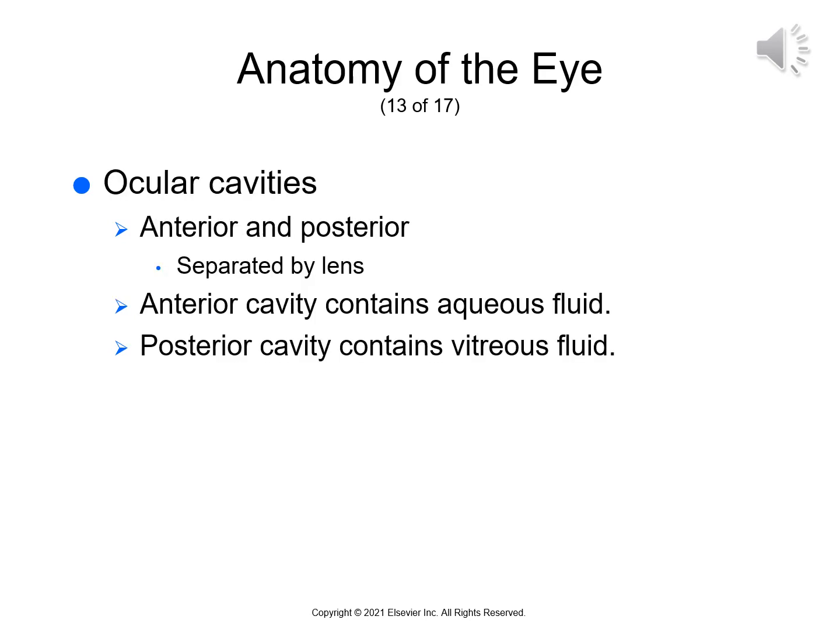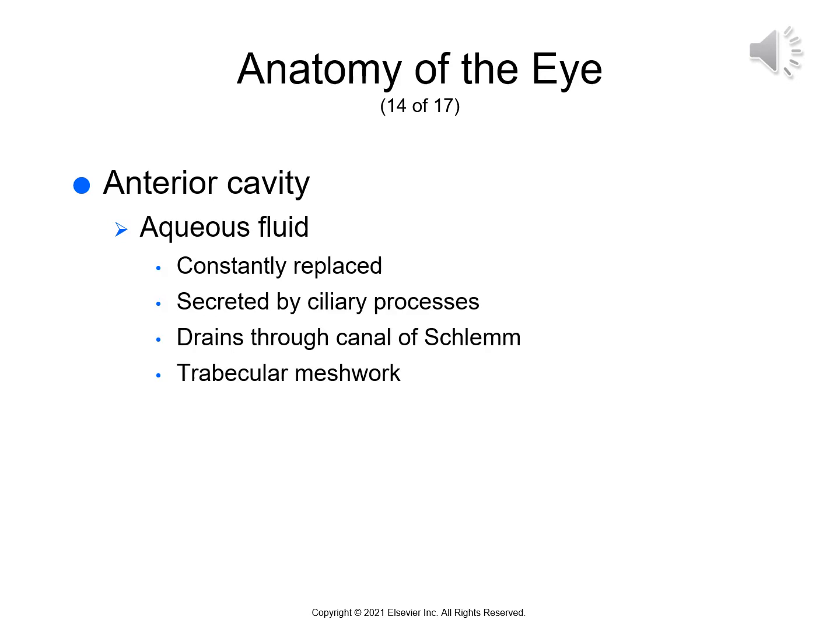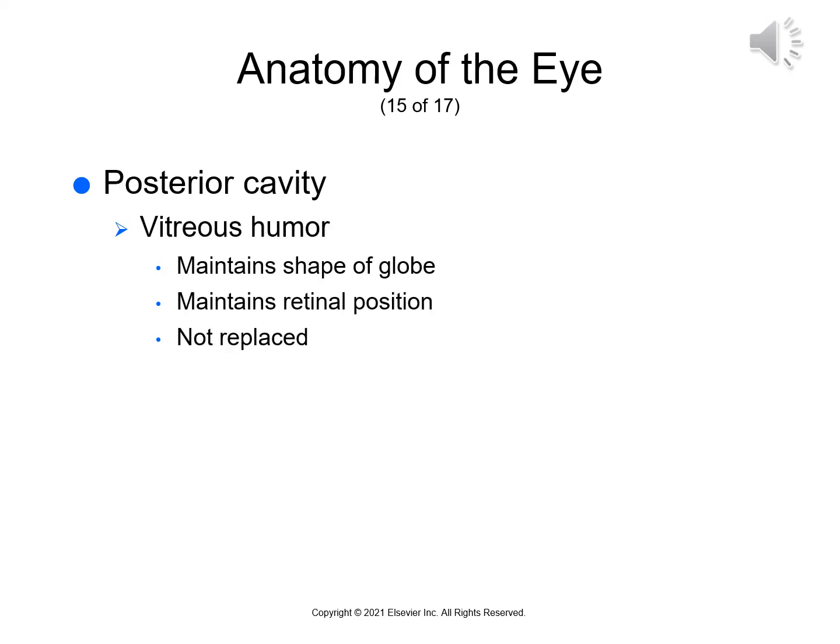The interior portion of the globe has 2 cavities, anterior and posterior. These cavities are separated by the lens. The anterior cavity is further divided into anterior and posterior chambers. The anterior cavity contains the aqueous humor, which is secreted by the ciliary processes. The aqueous humor drains forward through the trabecular meshwork and into the canal of Schlemm. A blockage in this meshwork causes intraocular pressure to build, leading to glaucoma.